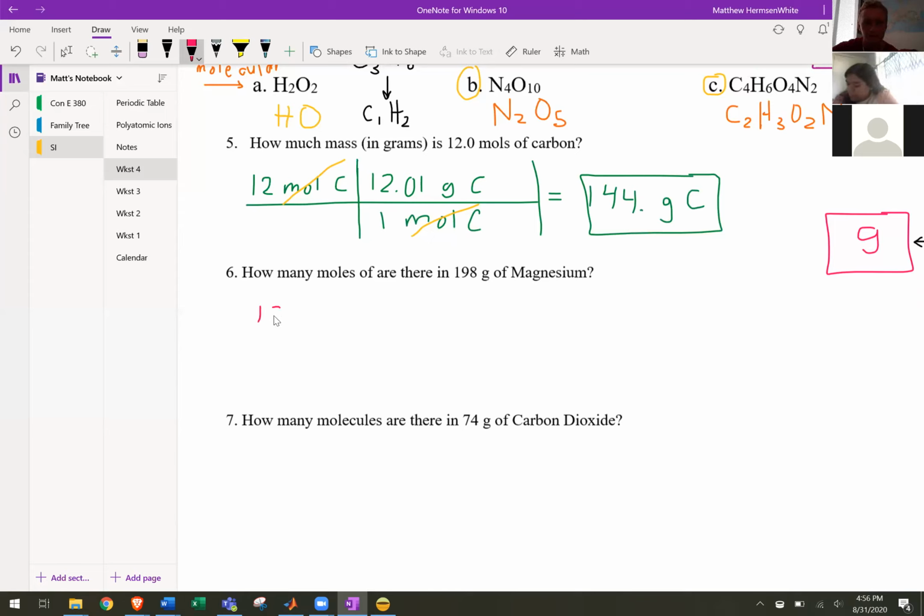So again, 198, write down what you have, grams of magnesium, and we want to go to moles. So we have grams here. So we want to put grams on the bottom here. So grams of magnesium. And we want to go to moles. We want to get to moles. So we say moles of magnesium on top.